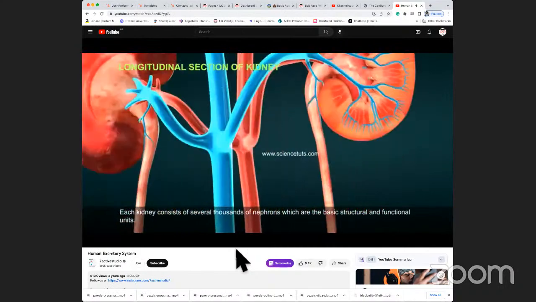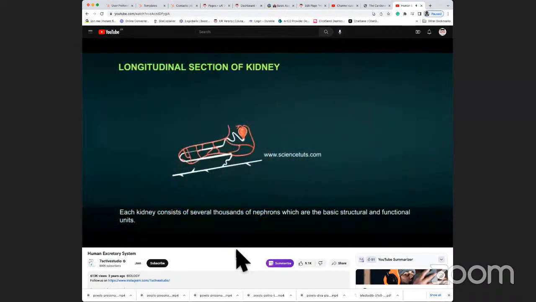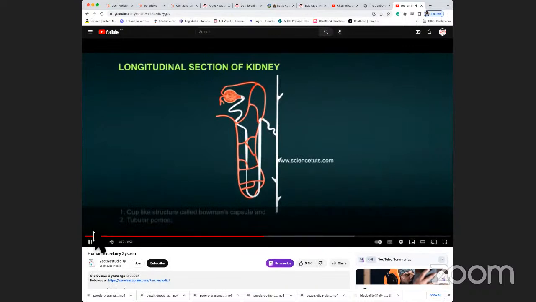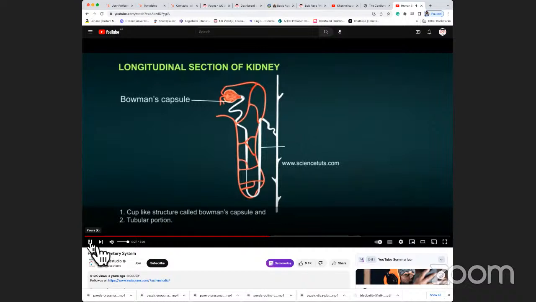Each kidney consists of several thousands of nephrons, which are the basic structural and functional units. They are responsible for urine formation. In human kidney, there are about 2 lakh, that's 200,000, nephrons. Each nephron has 2 parts: 1. Cup-like structure called Bowman's capsule, and 2. Tubular portion, figure 19.3.